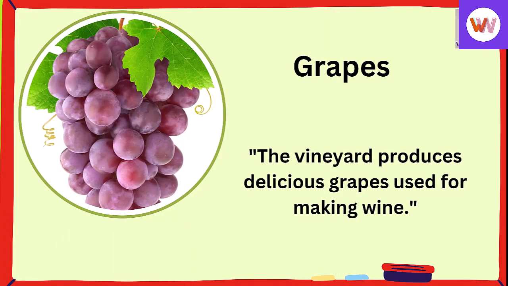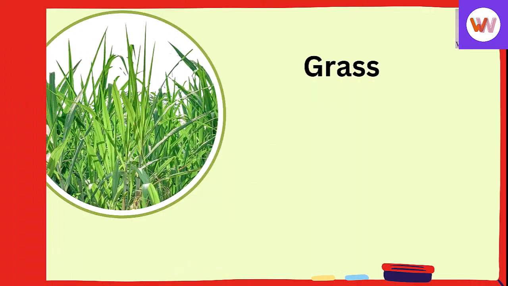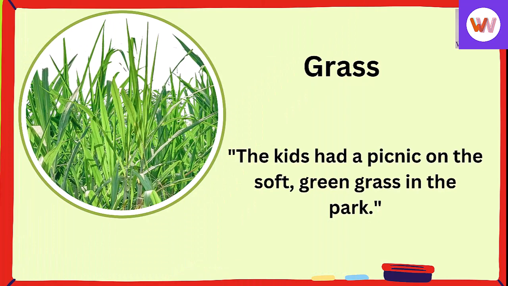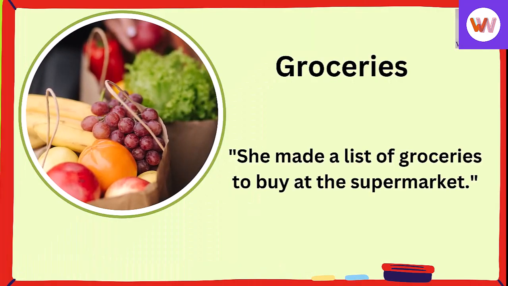Grapes. The vineyard produces delicious grapes used for making wine. Grass. The kids had a picnic on the soft, green grass in the park. Groceries. She made a list of groceries to buy at the supermarket.